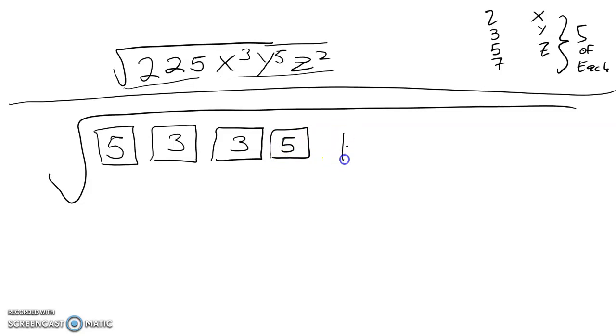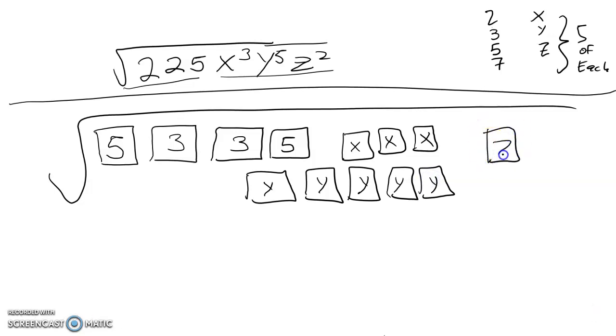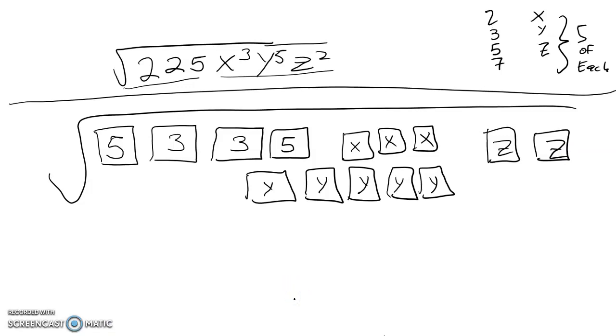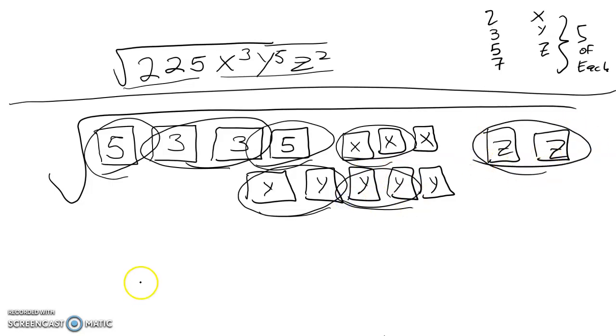And then for our x's, x to the third means we have 3 x's. y to the fifth means we have 5 y's. And then z squared means we have 2 z's down here. And just as we did before with everything, we're going to look for pairs. And if we look, we have a pair of 3's, a pair of 5's, one pair of x's, pairs of y's, and a pair of z's.